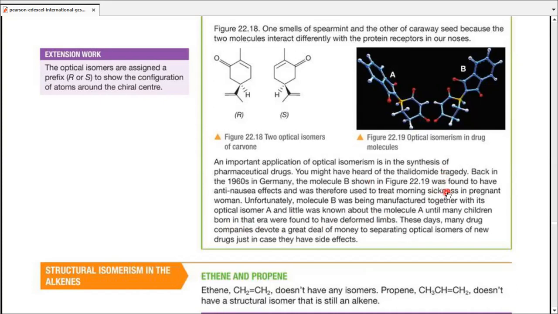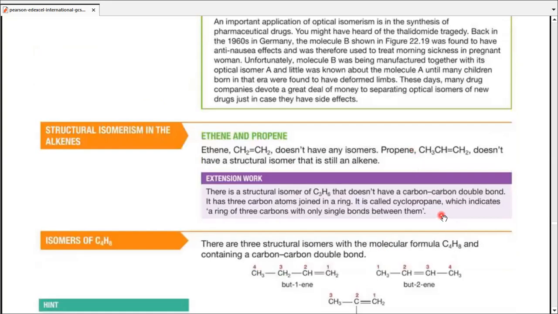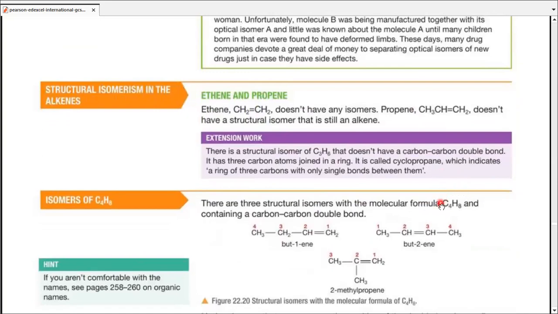One was treating morning sickness or anti-nausea effects in pregnant women. The other one was causing their children to have deformed limbs. This is how much optical isomers can have their effect on our body. One can be a very useful drug, and the other one can be a big disaster. That's why medicine has always to be prescribed by the doctor and properly manufactured. If you make a small mistake in manufacturing of the medicine, you may wind up having big trouble for mankind.